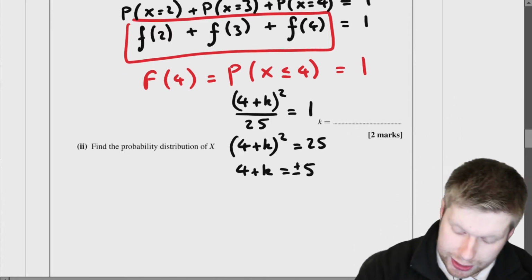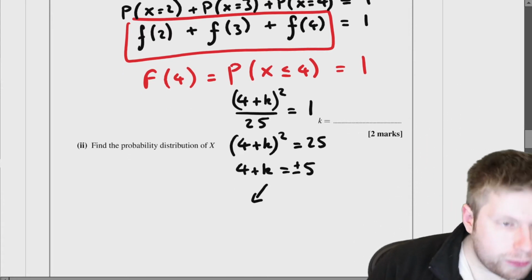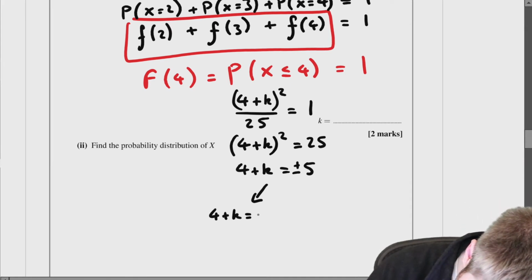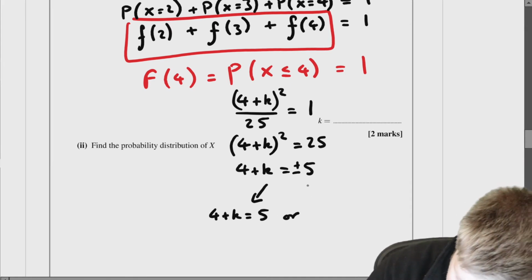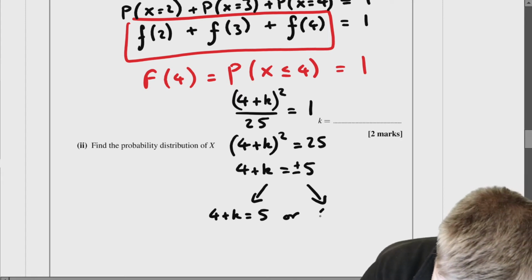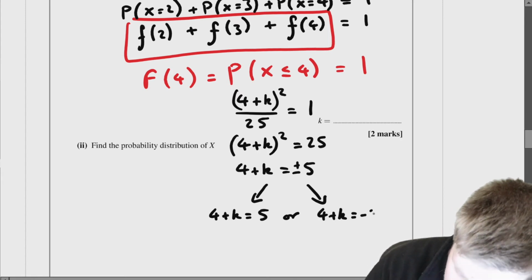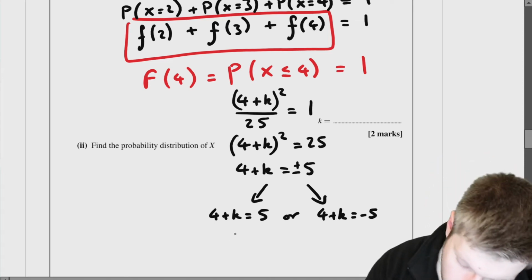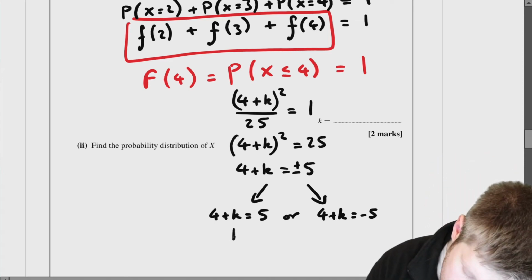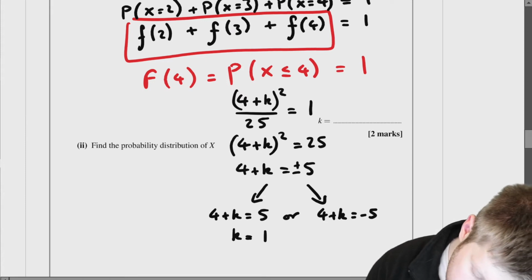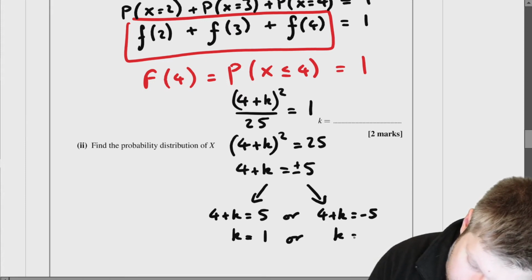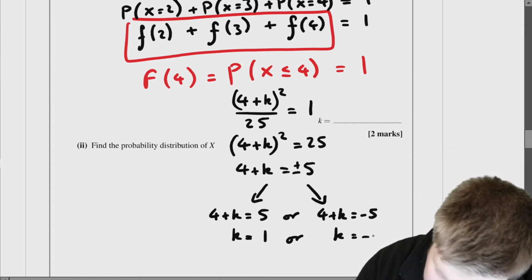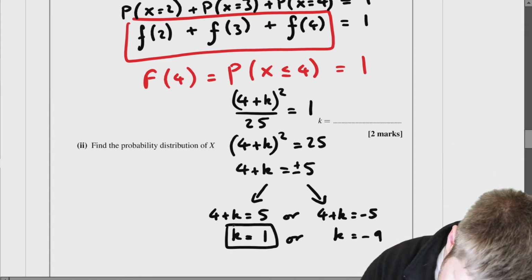So let's treat each case separately. If I have positive 5 on the right-hand side, then I end up with 4 plus k equals positive 5. And if I take negative 5 on the right-hand side, I'll end up with 4 plus k equals negative 5. Now, I can solve each of those separately. So let's take away 4 from each side to solve the equations. So I end up with k equals 1, or k equals, well, negative 5 take away 4 is going to give me negative 9. So these are my two values of k.